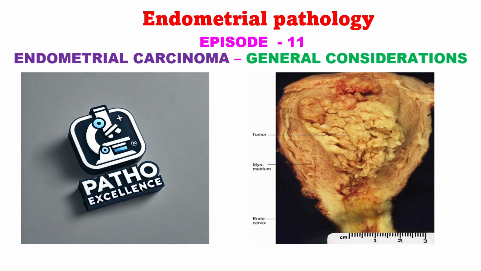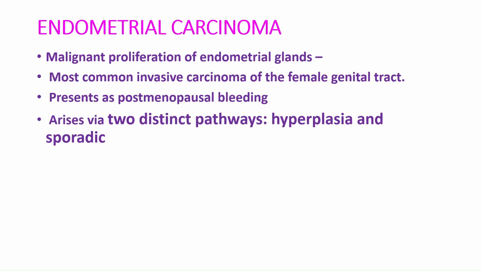In this episode 11 of the Endometrial Pathology video series, today we are going to learn general considerations of endometrial carcinoma. In this video, we are going to discuss the different types of endometrial carcinoma, its morphological and molecular classification, FIGO staging system, some grossing tips, and the microscopic features to differentiate endometrial carcinoma. So let's begin the topic.